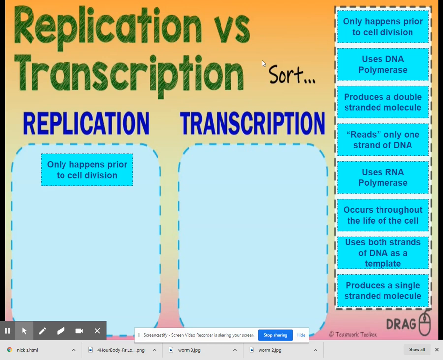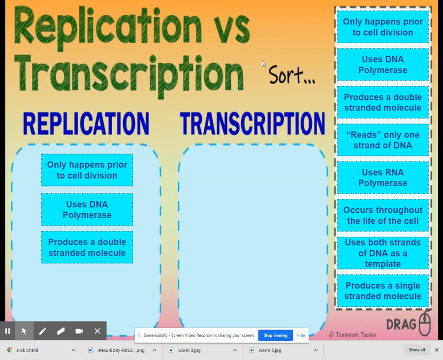Uses DNA polymerase. That's going to be replication because it's making more DNA. It needs to make another DNA polymer. Produces a double-stranded molecule. Well, because replication is making DNA, transcription is making RNA, we know the difference between them. DNA is double-stranded and RNA is single-stranded, so that's also belonging in replication.